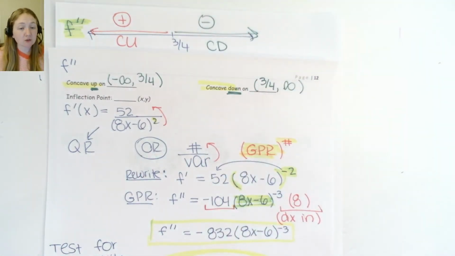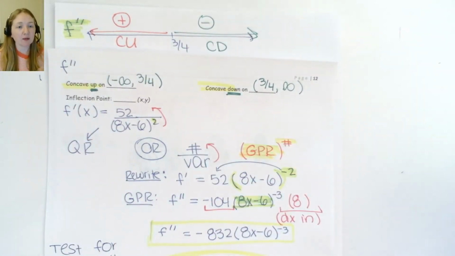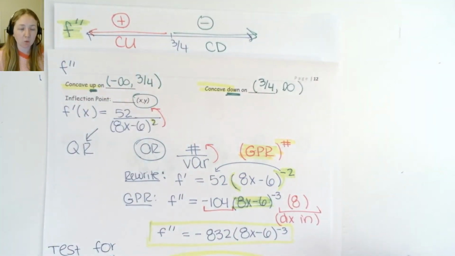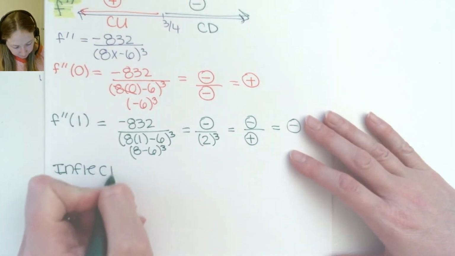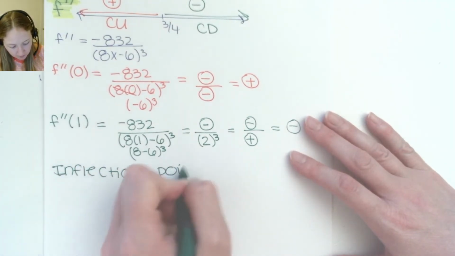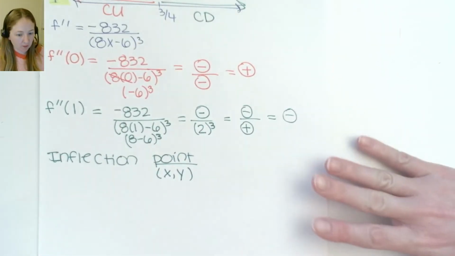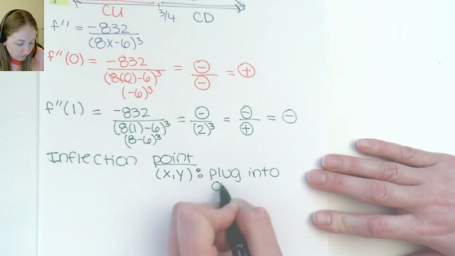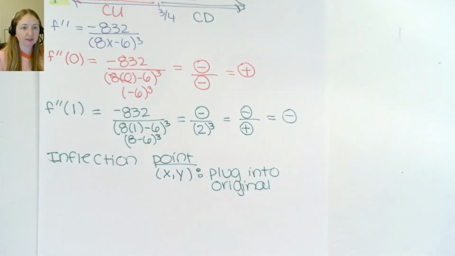Now, it's tempting to want to say that there's an inflection point at 3/4. So let's try to take a minute and think about what that would look like. Remember, an inflection point is an x comma y coordinate. So if I try to find the inflection point, anytime we are working with a point, it is an x comma y, and with that point, we need to plug into the original function. So we're kind of looking at this and we're saying there's a change in signs in concavity, therefore this is going to be an inflection point.